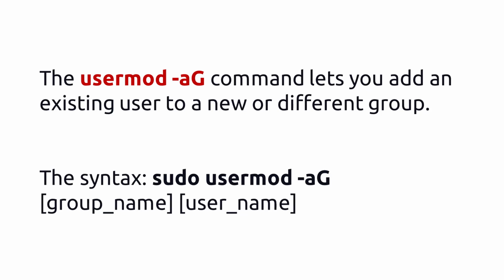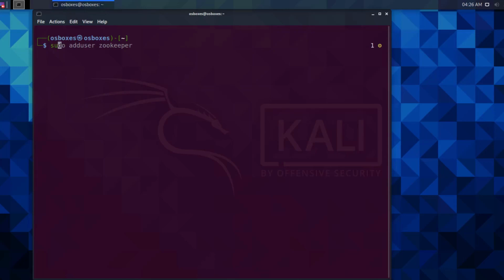The usermod -aG command lets you add an existing user to a new or different group. The syntax is sudo usermod -aG groupname username. We want to move the zookeeper user into the animals group. To do this, the command is sudo usermod -aG animals zookeeper.